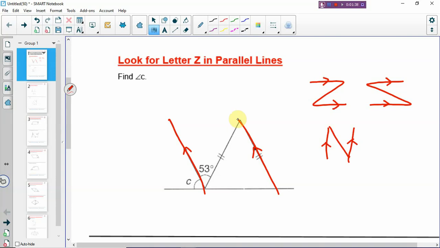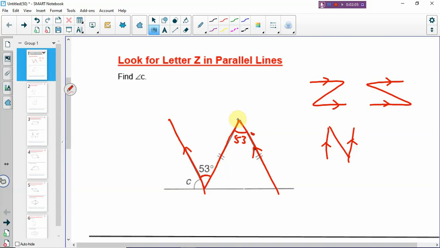So if you look at the two lines that are parallel, you can actually see a letter Z. Alright, a Z that is like standing, slanted, right? That's a bit slanted. So when you have a letter Z, then what does it tell you? It tells you that the angle between the two red lines will be the same as the angle between the other two red lines. So they are equal, they are the same. So this angle will be 53 degrees. So you're supposed to find angle C.